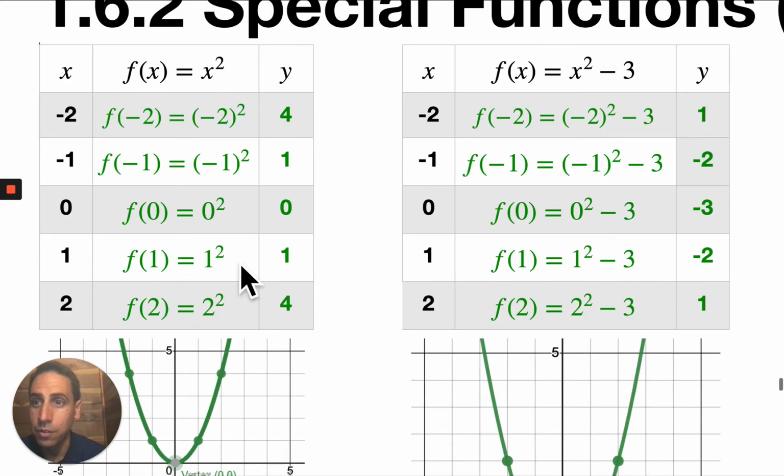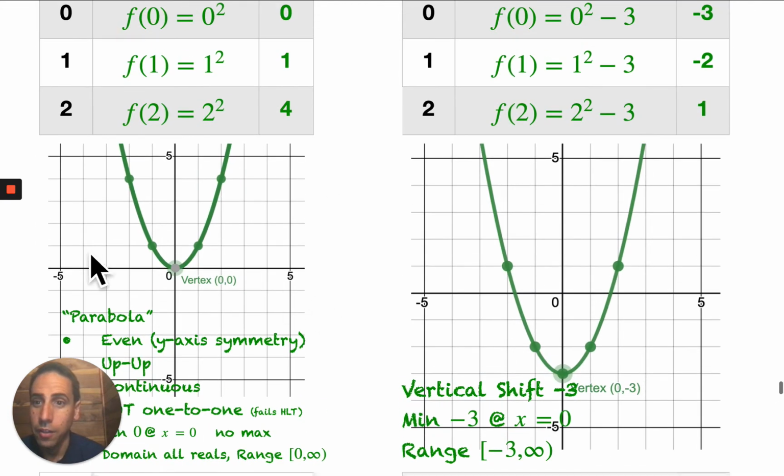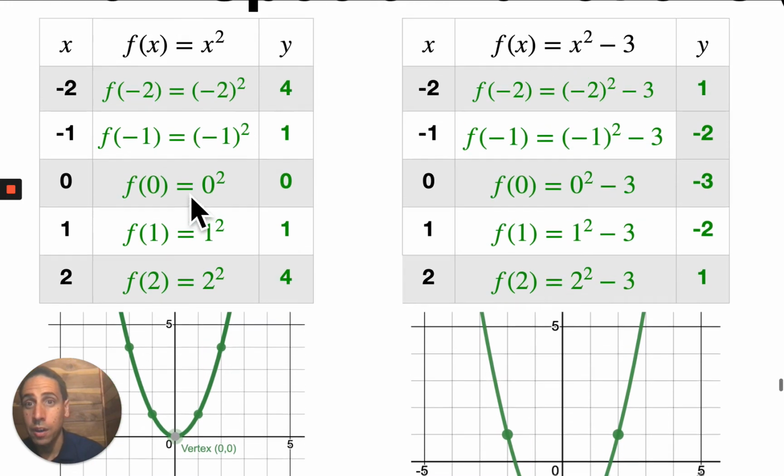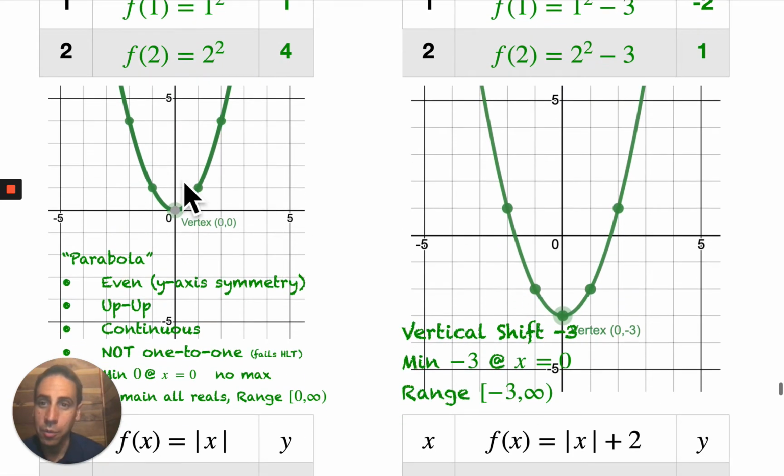On the table, that means you can take any number you want, and you can produce an output over here. Any x value will produce a y value. On the graph, that means you collect all the x values of all these points, and you'll end up with all real numbers. The range is 0 to infinity, meaning on the table you'll never see any negative numbers. You'll only see 0 and the positive numbers. On the graph, that means you collect all the y values of all the points, and you'll only get these numbers, 0 to infinity. You won't get any negative numbers.